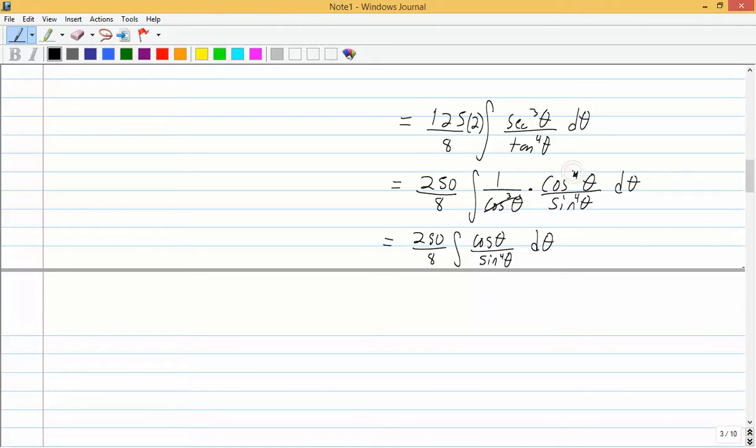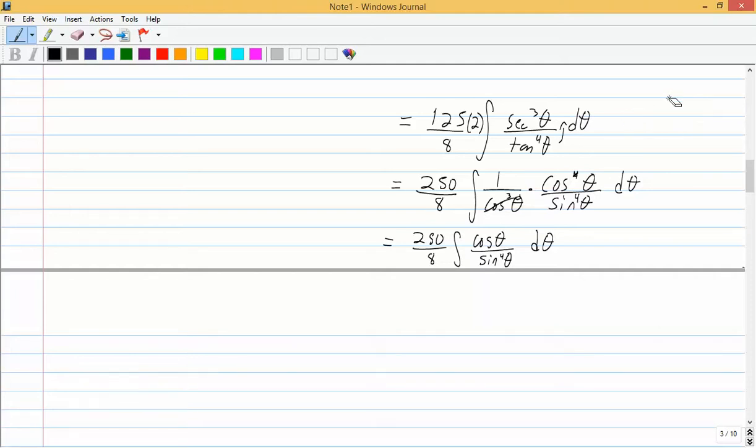This one here? Yes, sir. Whenever you bring this up, it becomes cosine to the 4th over sine to the 4th. Do you understand that? Because when you bring the tangent up, it becomes cotangent to the 4th, and cotangent to the 4th is cosine to the 4th over sine to the 4th. And so that's what that was. Secant to the 3rd is the same as 1 over cosine to the 3rd. And so 3 of those cancel 3 of those out and leave you with 1 of those. Okay.